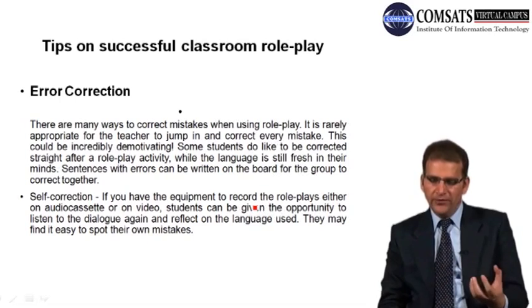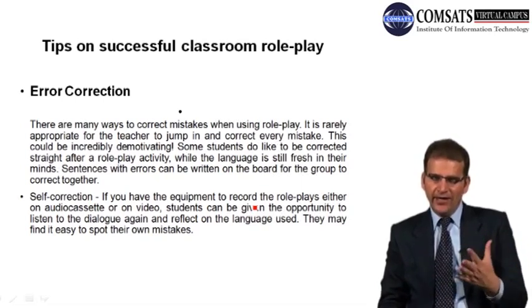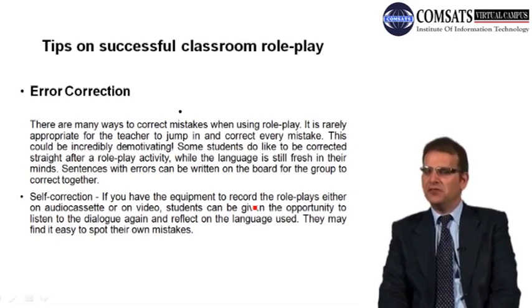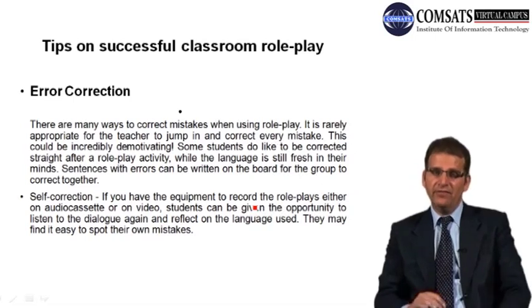If you have the equipment to record the role plays either on audio cassette or on video, students can be given the opportunity to listen to the dialogue again and reflect on the language used. They may find it easy to spot their own mistakes. Again, it's very important. If you have this opportunity to record the voice, they would listen and correct themselves. Or you can repeat the sentence of the student, and if it is a mistake, they would correct themselves. If it is an error, they might not do so. So in case it is an error, you can write it on the board and speak on that sentence. That would help the students. So again, it's very, very important.